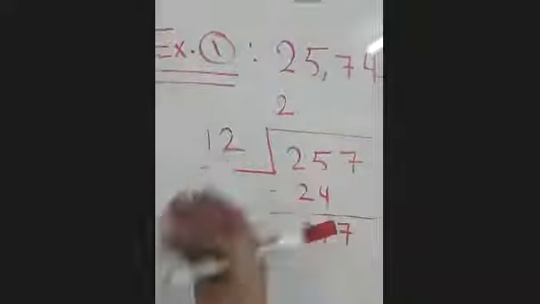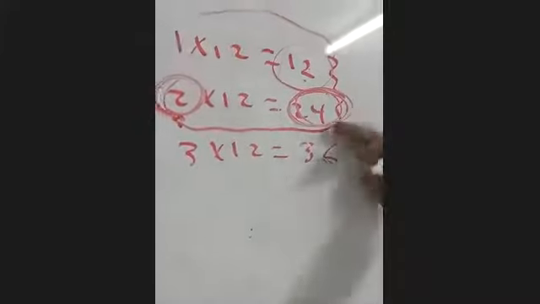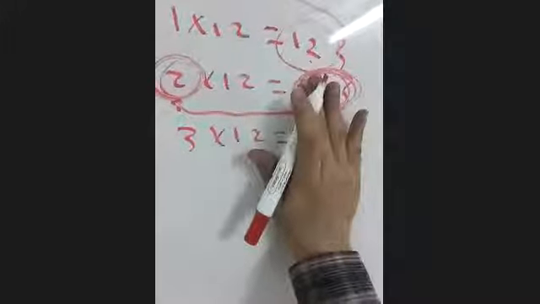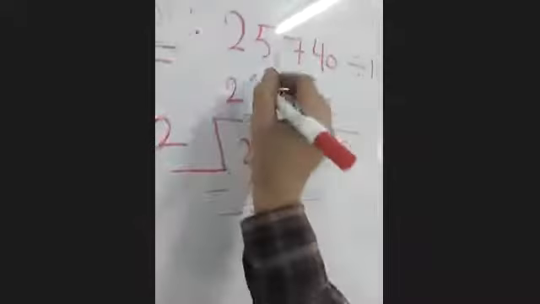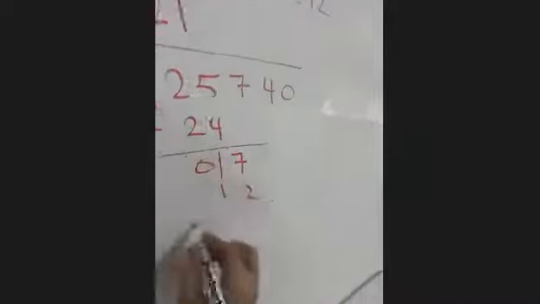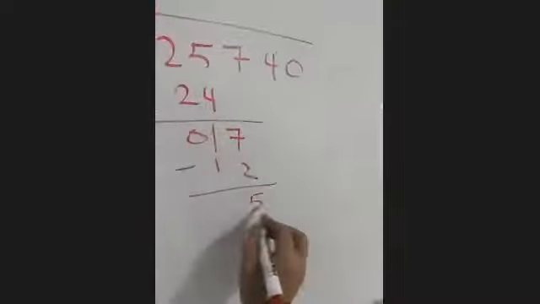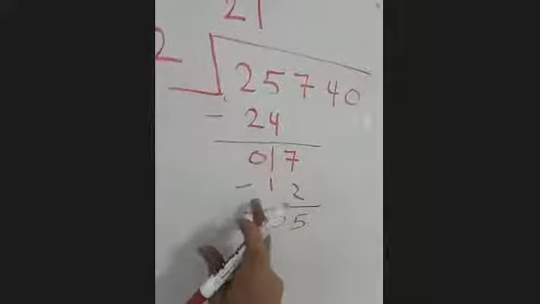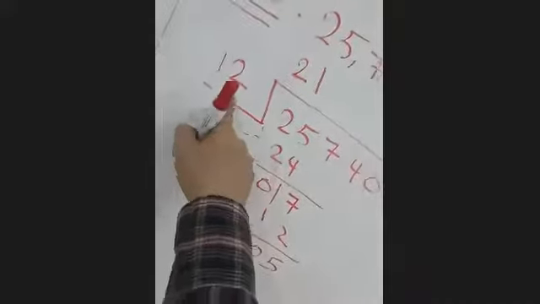17 is more than 12 now, so we can divide. Let's search for 17. We have 12, 24, 36. 24 and 36 are both bigger, so I cannot choose them. I'll choose the only choice, which is 12, from 1. So I put 1 here. 1 times 12 is 12. Then I subtract: 7 minus 2 is 5, 1 minus 1 is 0. After the subtraction, I ask myself the same question: is 5 less than 12? Yes. So I'm correct.